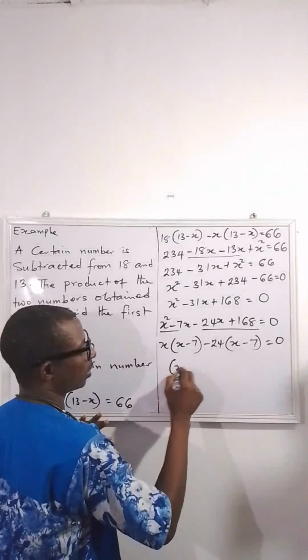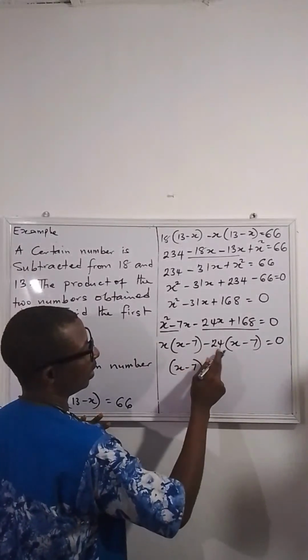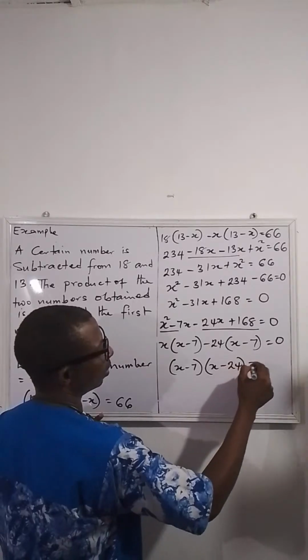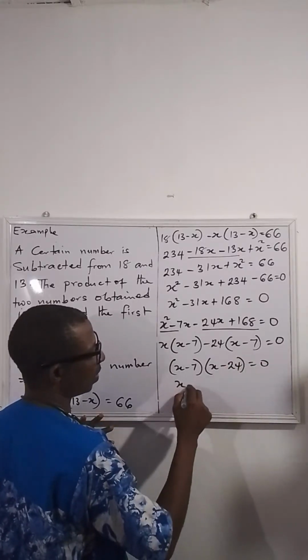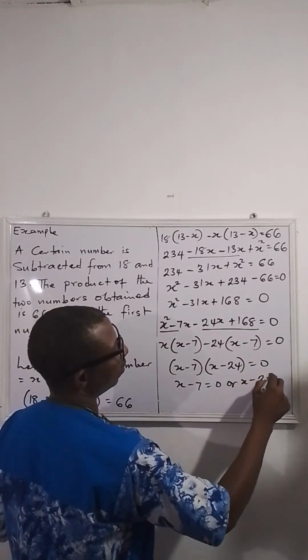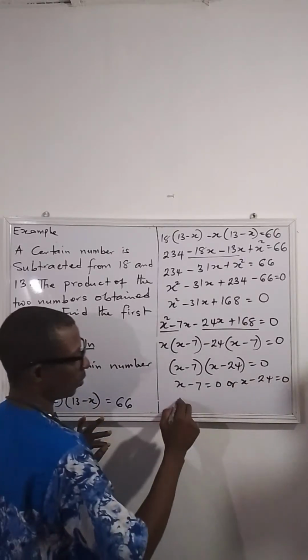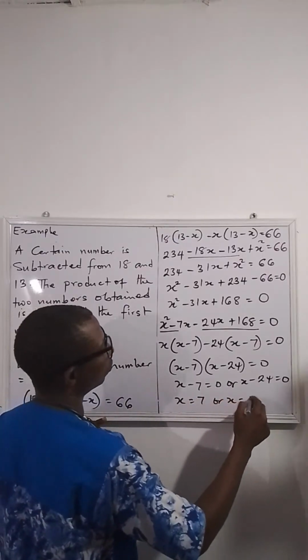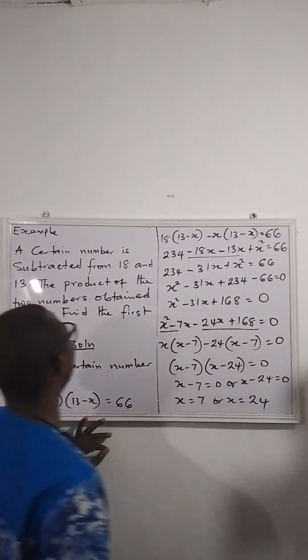Alright, so now what is the common factor here? That is x minus 7. And you are left with what? x minus 24 equals 0. So x minus 7 equals 0 or x minus 24 equals 0. So x equals 7 or x equals 24.